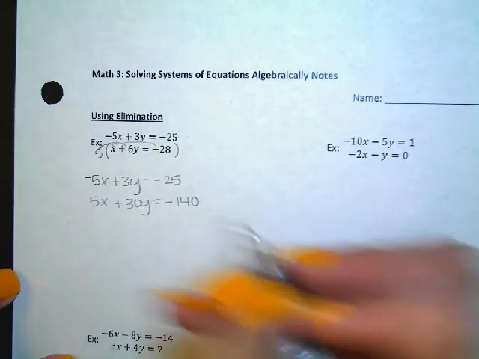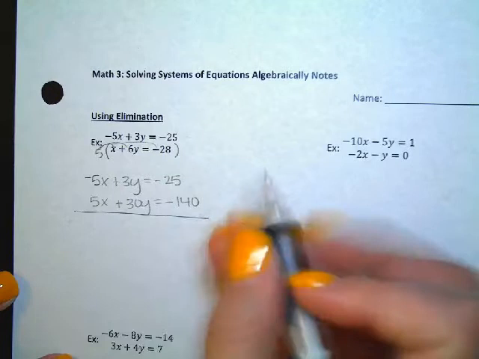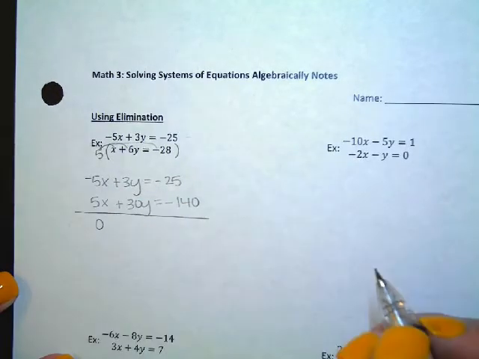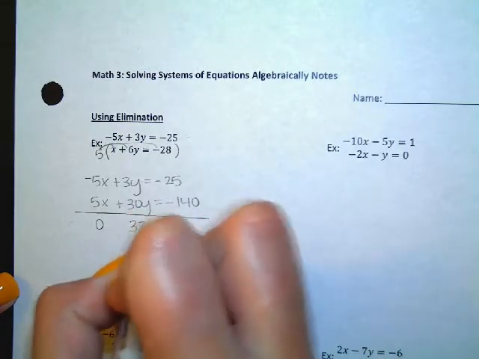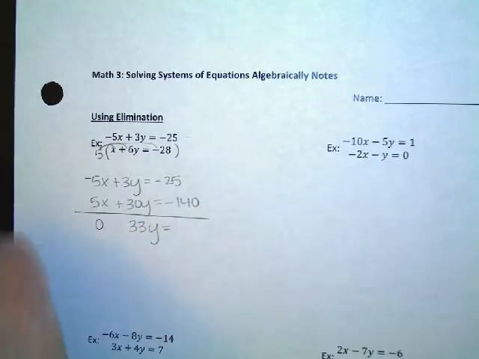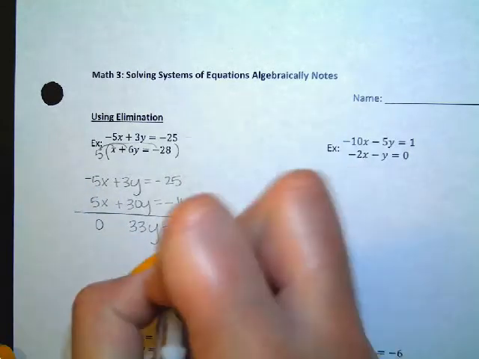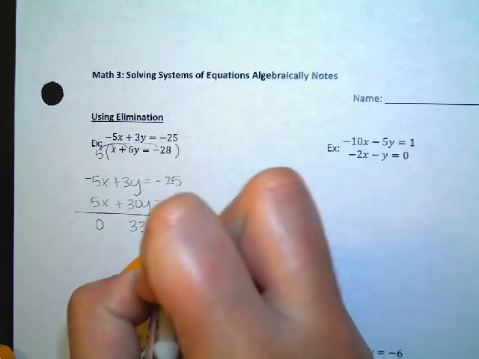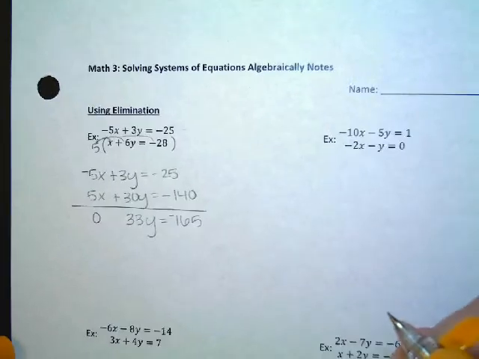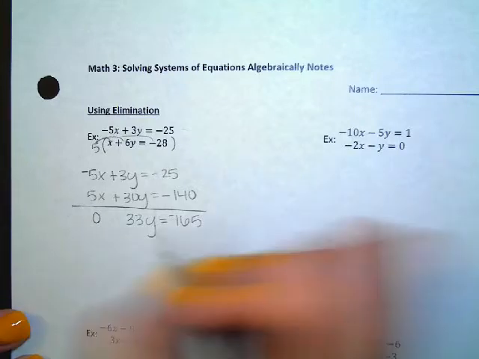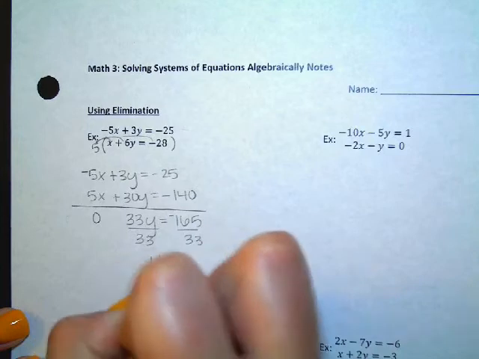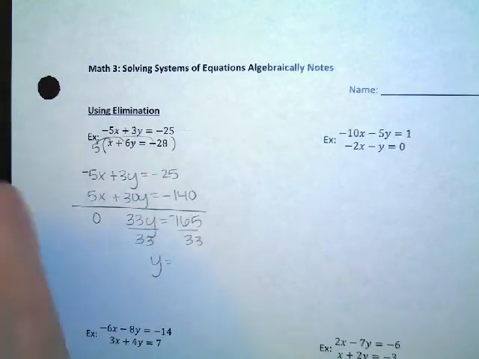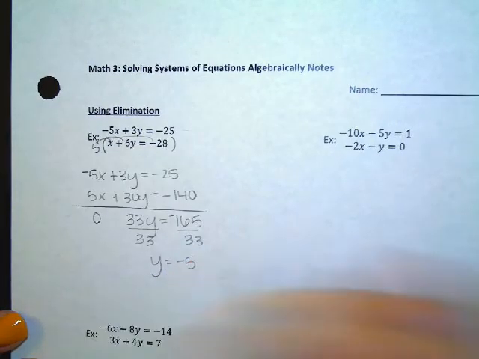All right, so now if I add these rows up, those add up to 0, which is what I wanted. 3y plus 30y is 33y. And then 140 and 25 gives me 165, and that's -165. So now I've got 33y equals -165. I'm going to go ahead and divide by 33, and I get y equals -5.